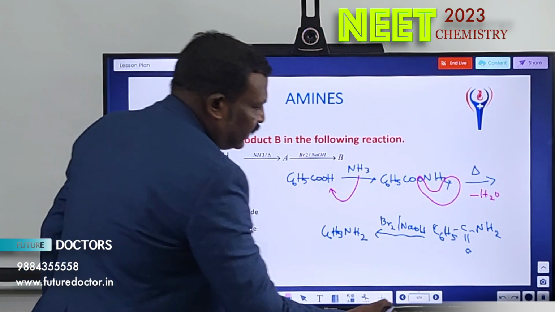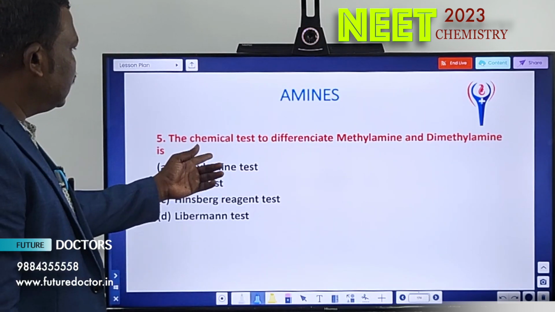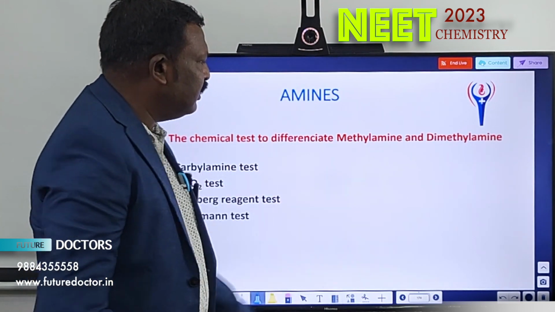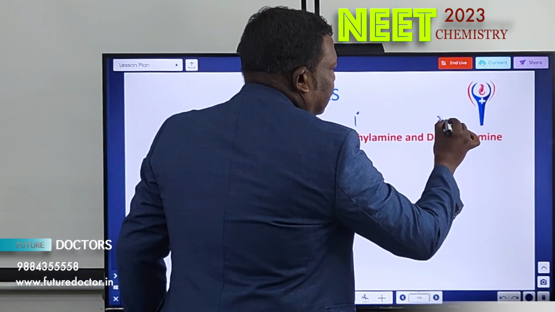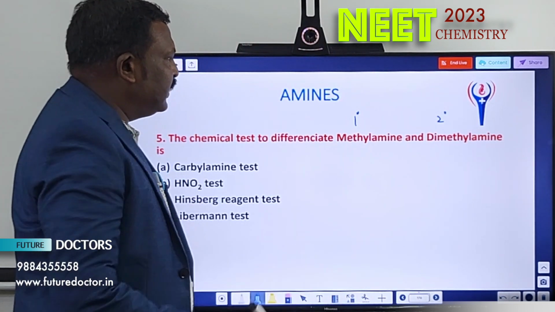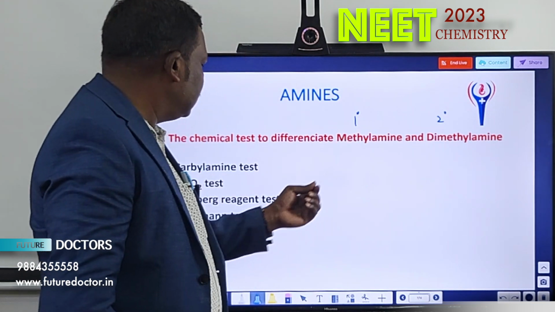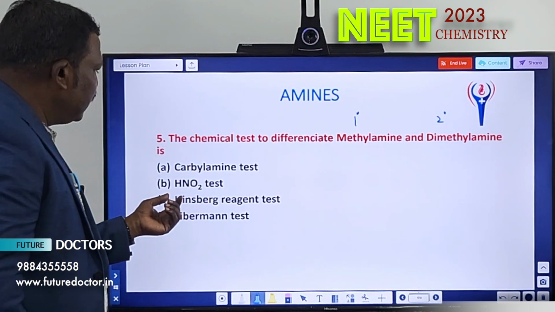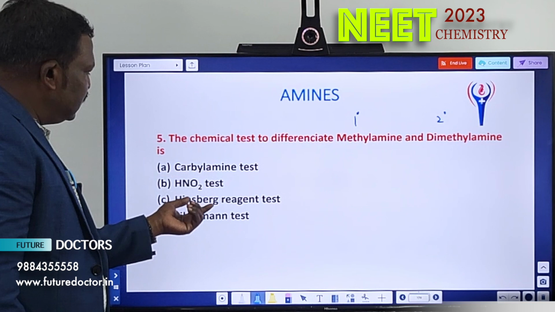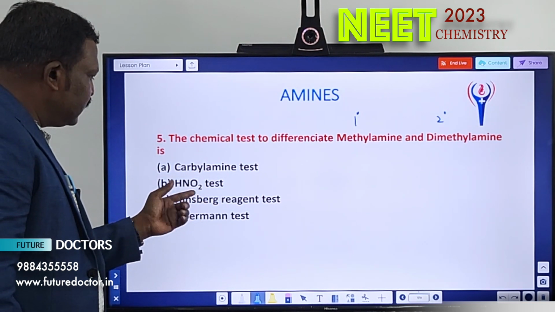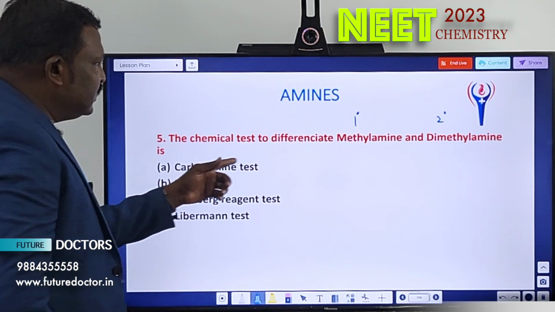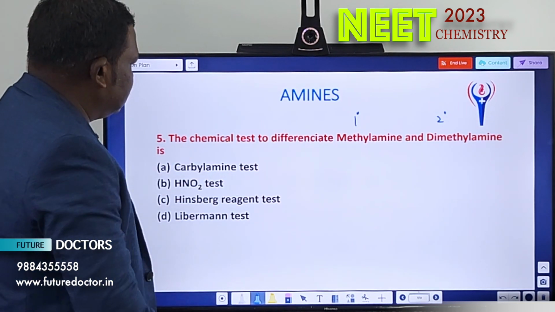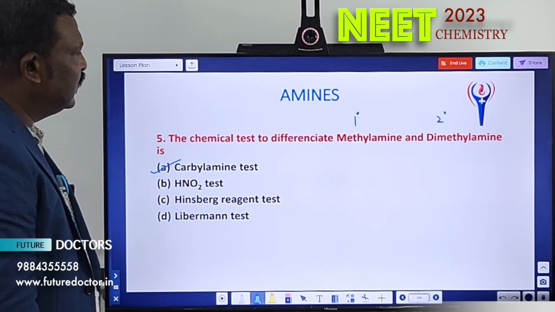Next one. Chemical test to differentiate methylamine and dimethylamine. Methylamine is a primary amine. Dimethylamine is a secondary amine. The best test to differentiate a primary amine is the carbylamine test. Because this also we can answer, Hinsberg reagent also we can say, but the best one is the carbylamine test. Understood? Right. Next one.